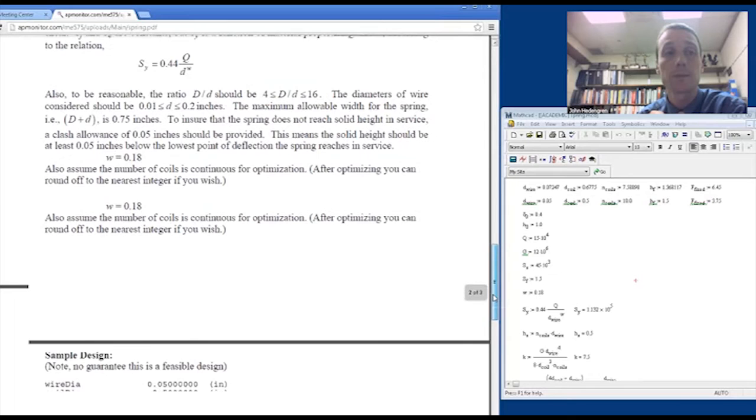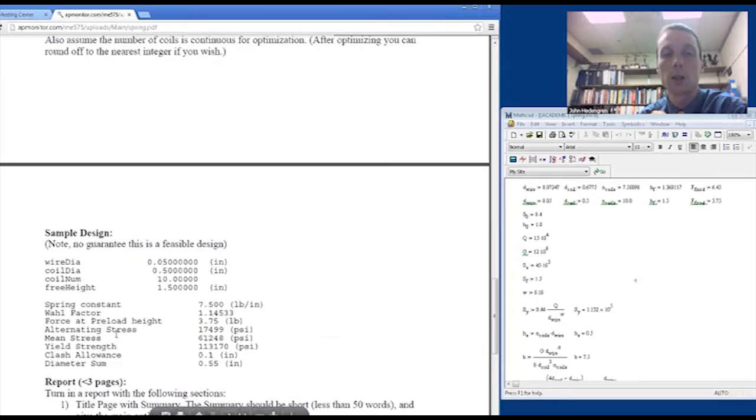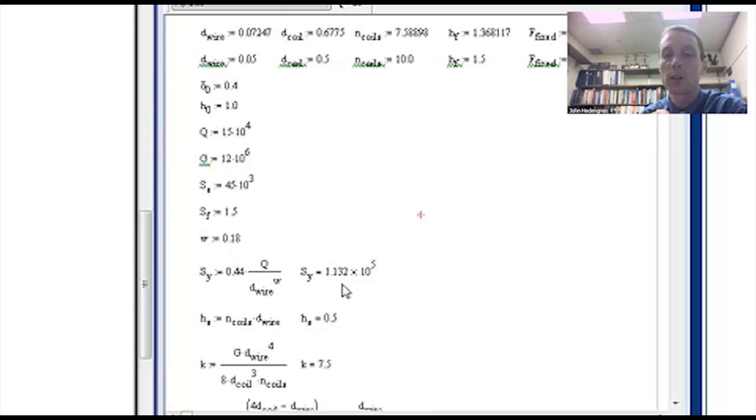So Sy is the yield strength. That is 0.44 times Q divided by D wire times W. That nominally is this value. So what we're going to do is go through these equations and just see if we can replicate what we had here in the feasible design. So this one right here is the yield strength. And we verified that, yes, we have the right equations, we have the right constants. So we can check this one off the list of equations that we have correct.